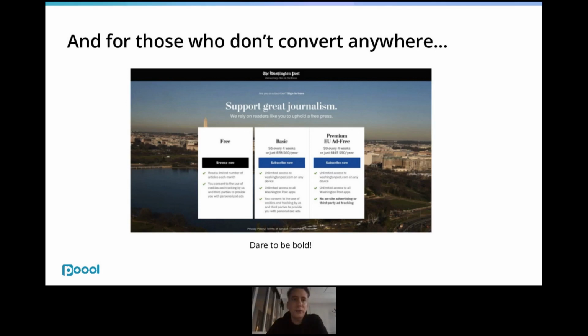And for those who don't convert anywhere, it can be like the Washington Post and be very bold, right? And kind of say, either you give me consent and you get free access, or you become a subscriber, you cannot see any article, even though.